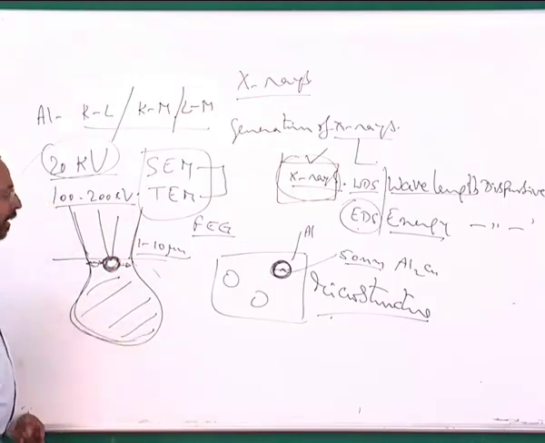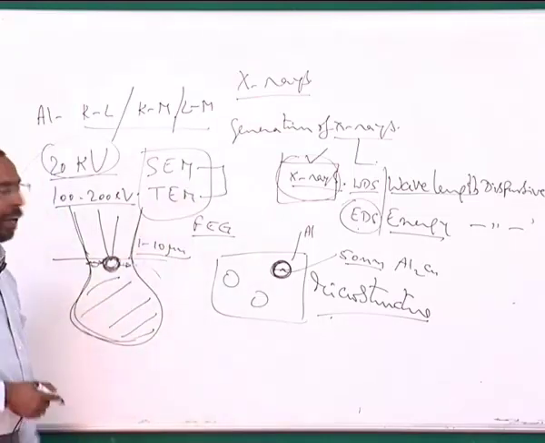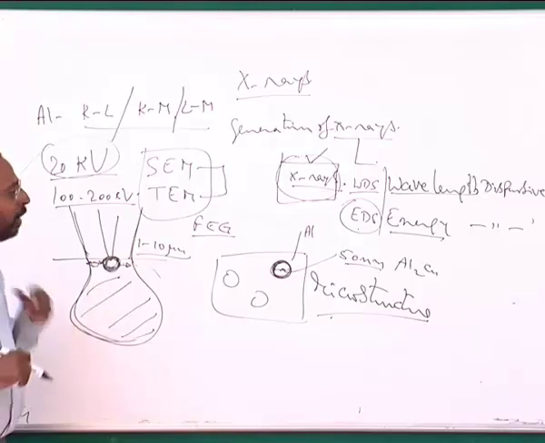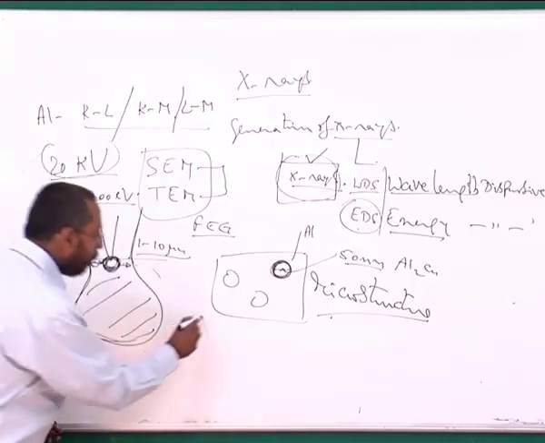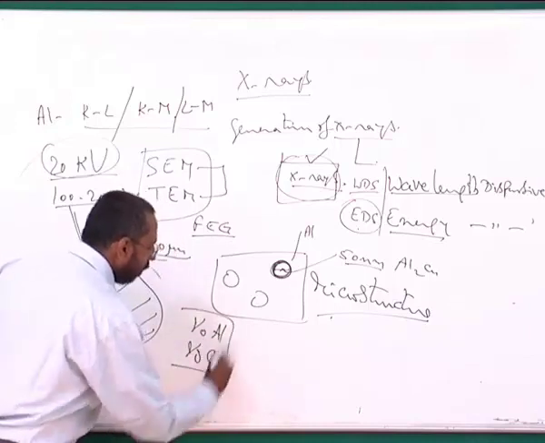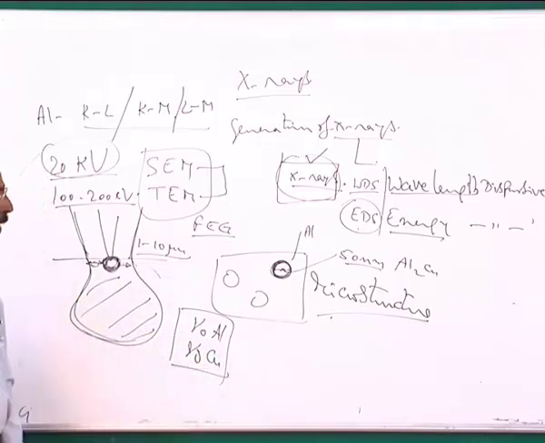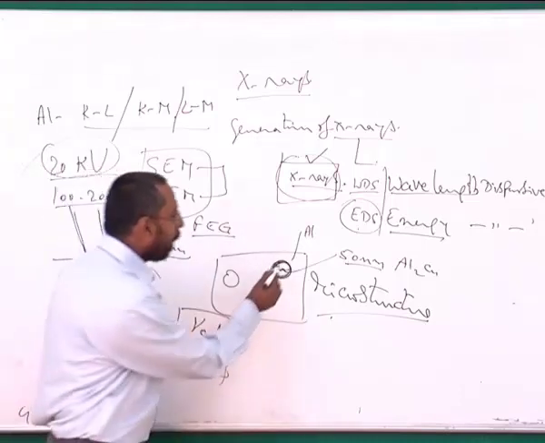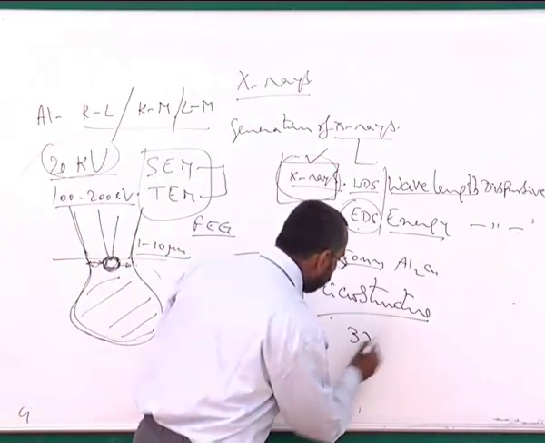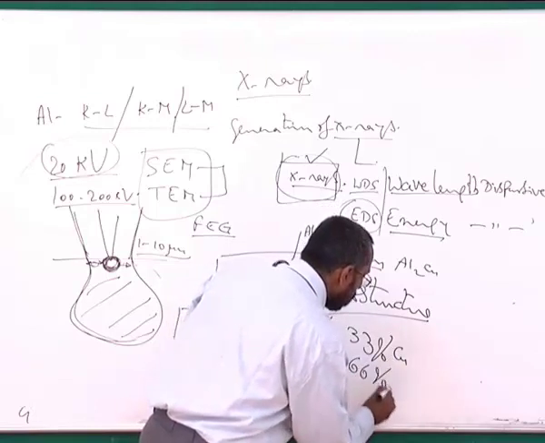So as a result, if I collect all these X-rays that are coming out and analyze them quantitatively, and this quantitative analysis shows me some percentage of aluminum and some percentage of copper, it is very clear that this percentage of aluminum and this percentage of copper will not match with the composition of this Al2Cu. Al2Cu is supposed to have 33% of copper and 66% of aluminum.